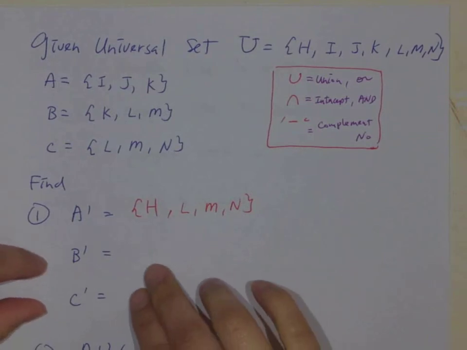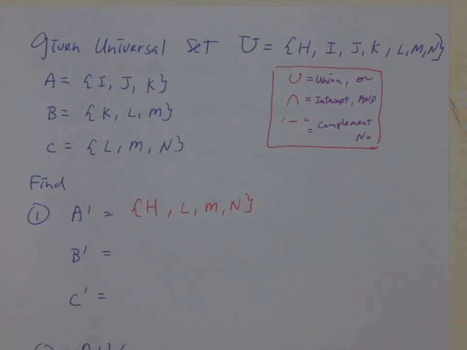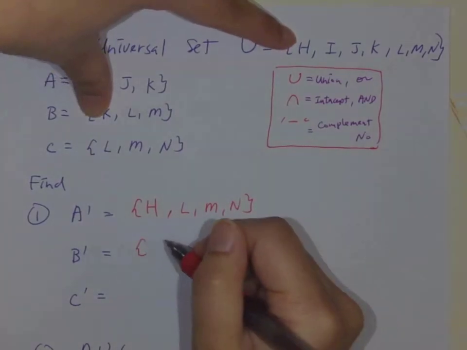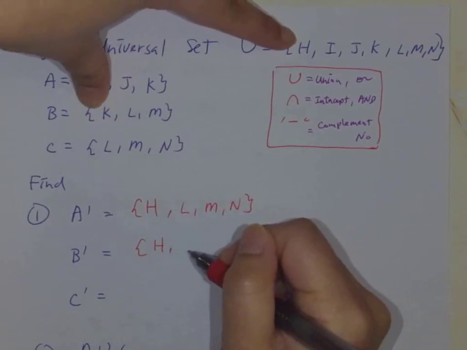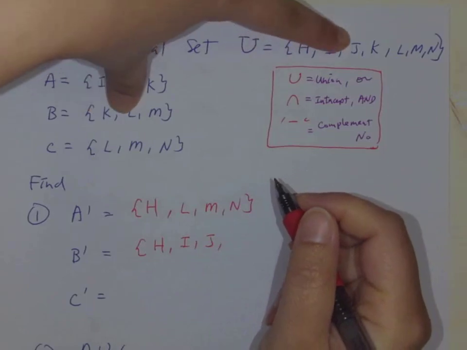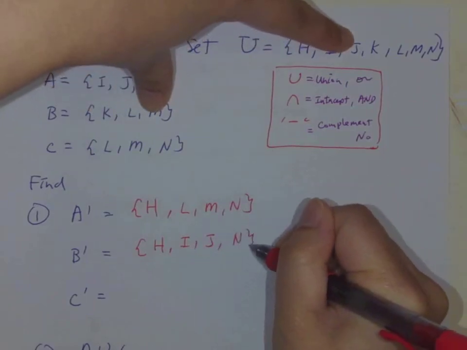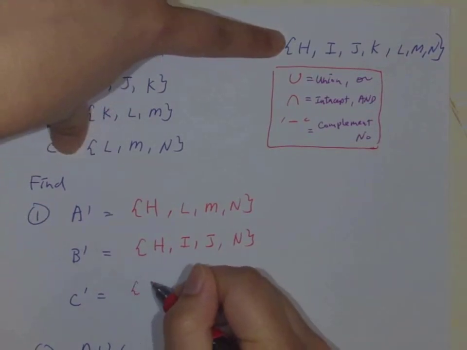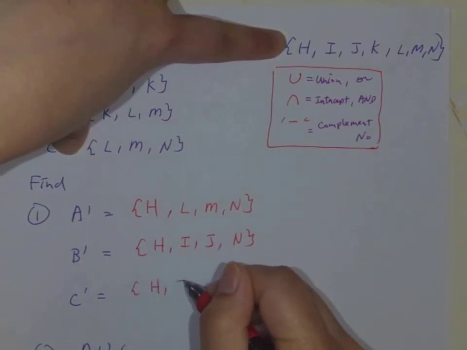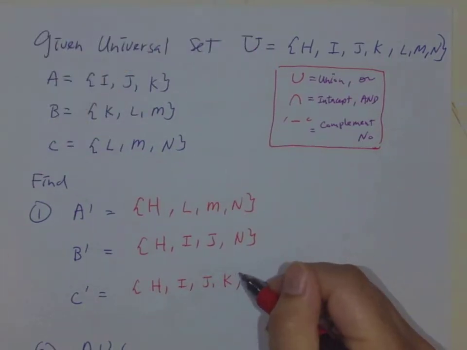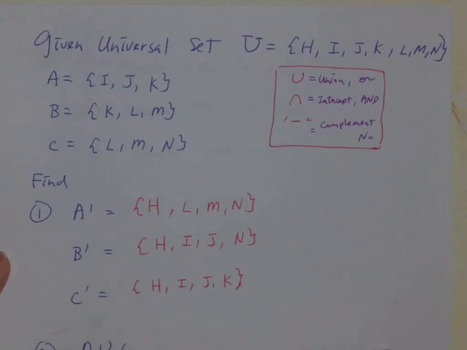You may want to pause the video and see if you can figure out B and C, and then come back and check with me. So compare B with the universal set. H is not in B. I, J, K is there, L is there, M is there, and then N, right? Are we okay? And then C with the universal set. H is not there. I, J, K, and then L, M, N is there, right? So that would be not C.